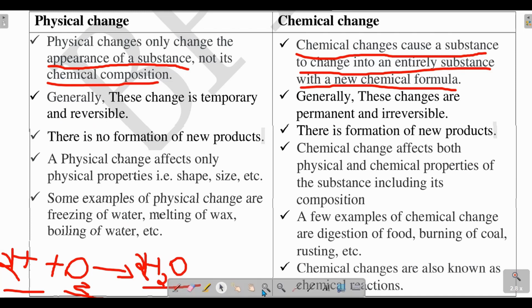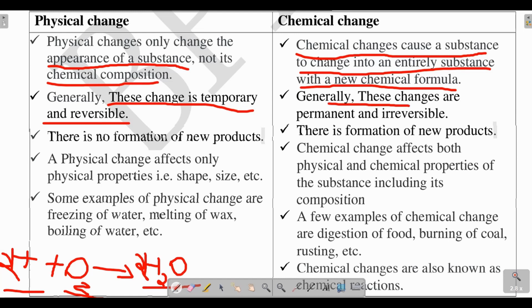In the case of boiling of water, I told you that it is an example of physical change. Once the water is boiled and you get vapors of water, just let it cool down. What will happen? Again the water vapors condense and convert to liquid water. Clear. That means this change is temporary and reversible generally.